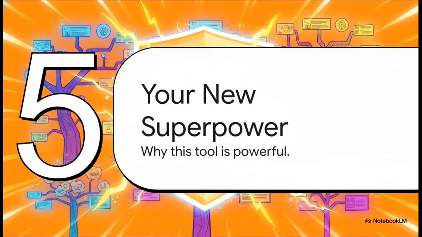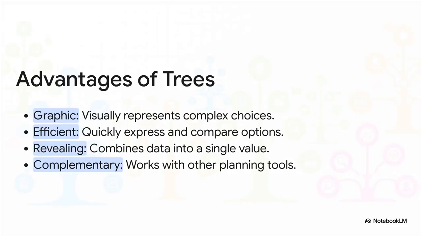So at this point, you've seen how to build a decision tree and how to analyze it. You basically have a new decision-making superpower. So let's do a quick recap of why this simple tool is so powerful. First off, they're graphic, which makes it so much easier to see and understand a complex problem. They're efficient. You can compare totally different scenarios at a single glance.